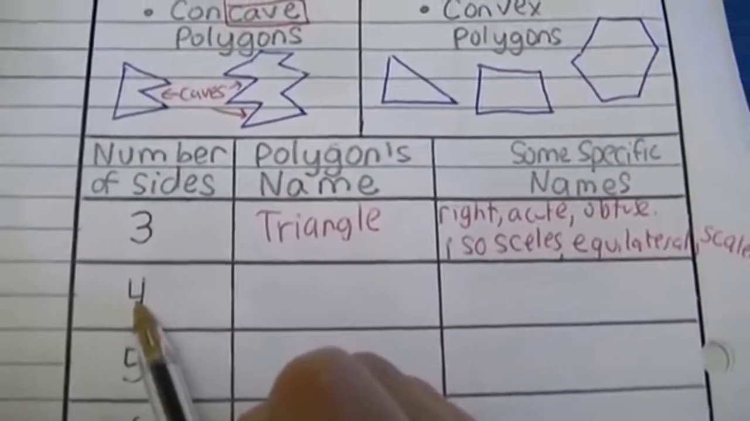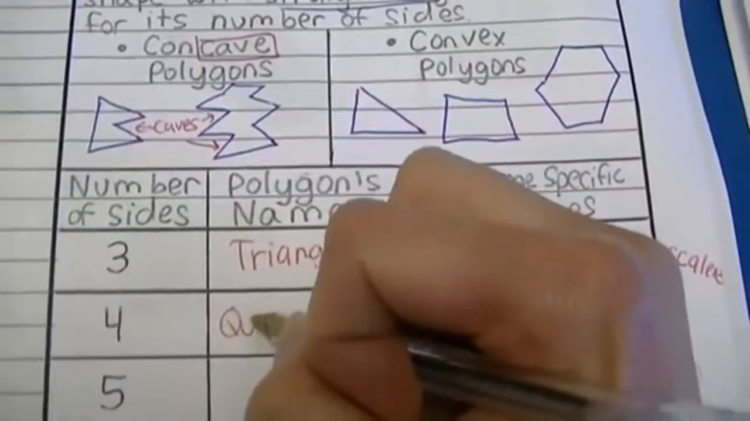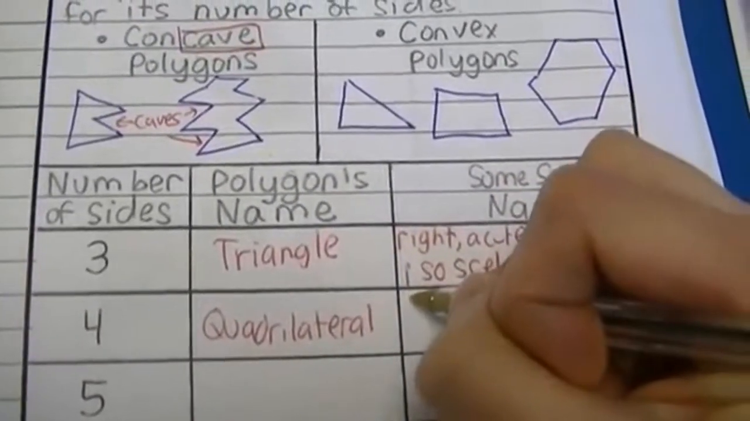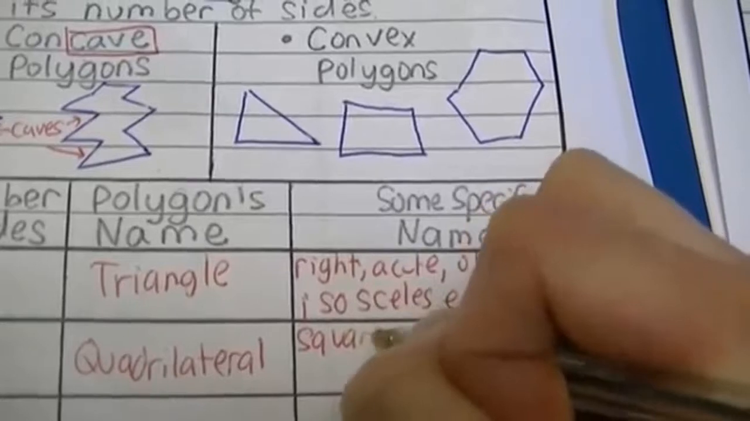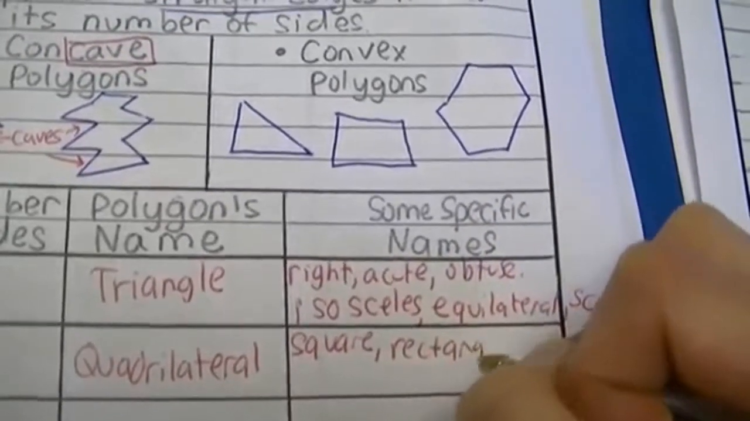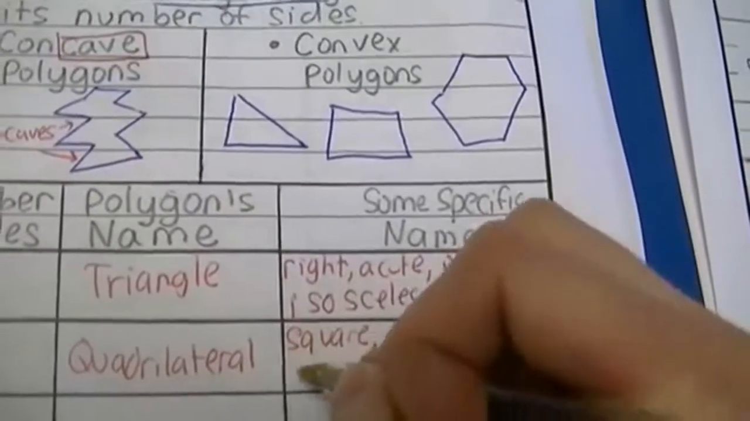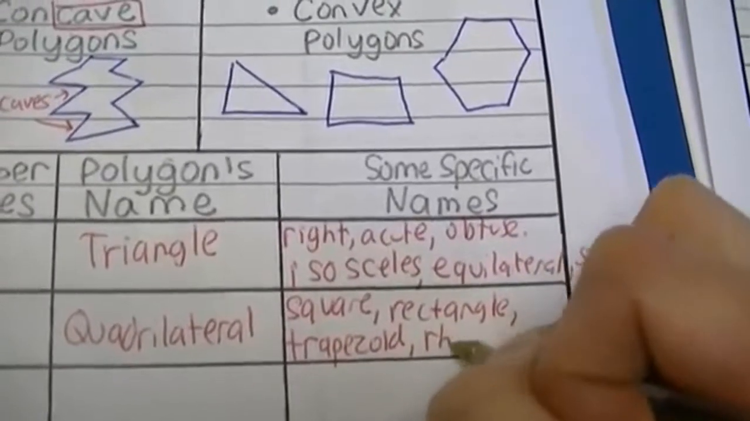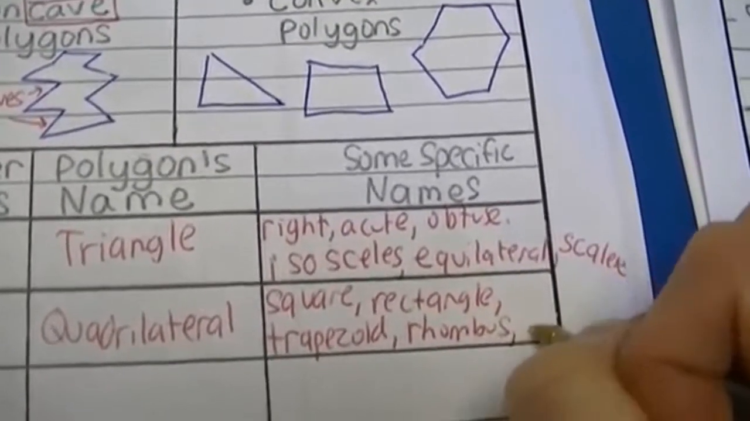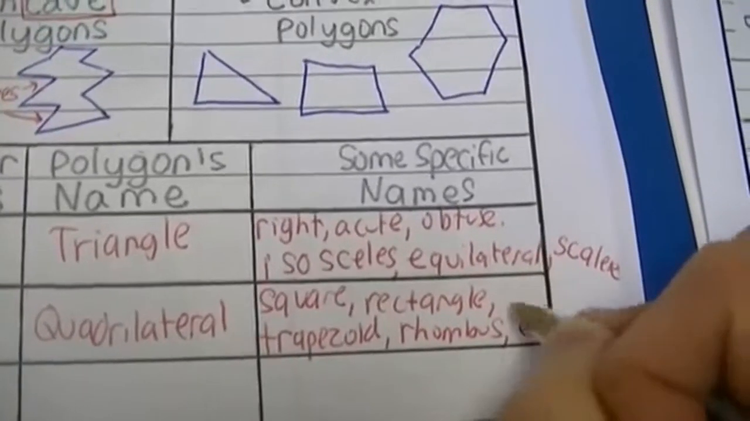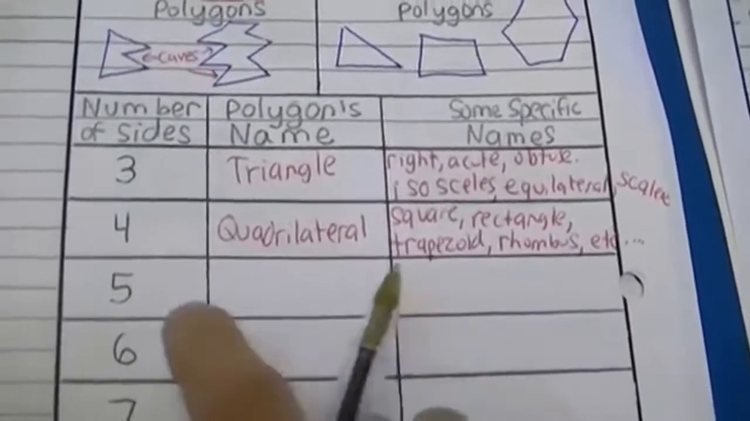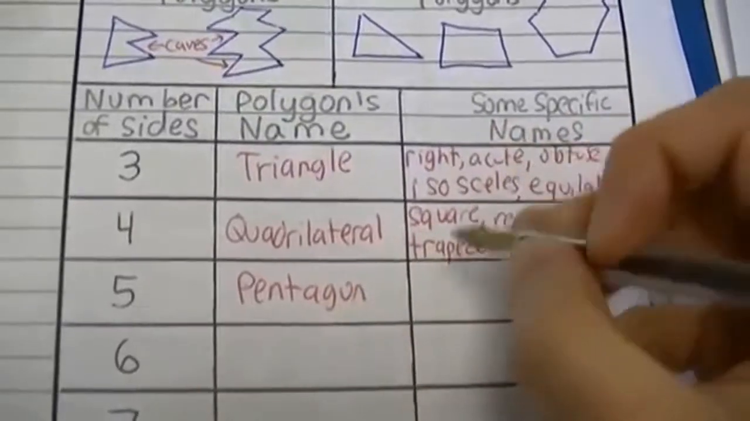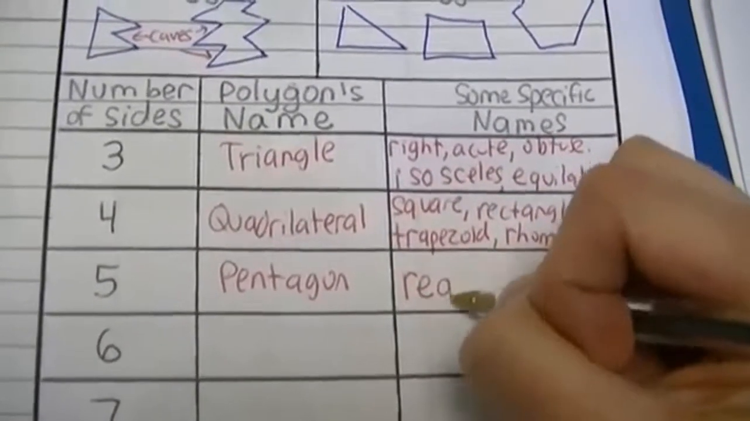Okay, a four-sided polygon is called a quadrilateral. And more famous quadrilaterals that have a specific name would be like a square, rectangle. We've heard of trapezoids, which have four sides. Rhombus. You could say parallelogram. But I'm just going to write etc. because there's a lot more and I can't fit them all in that space. Okay, a five-sided polygon is called a pentagon. A more specific type of pentagon is called a regular pentagon, and I'll go into more detail about what that means.